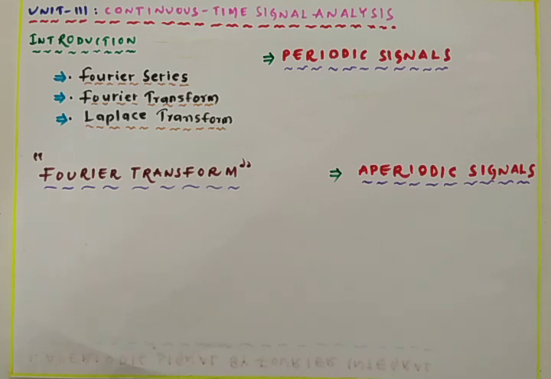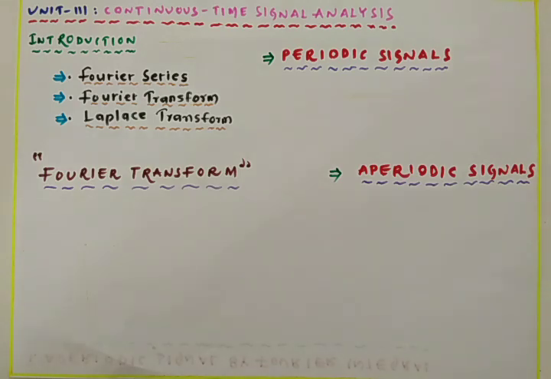In this class, I am going to discuss the introduction to the third unit, that is continuous time signal analysis. So we know that a continuous time signal is one in which we can have the signal at every instant of time. The best example for the continuous time signal is a sinusoidal signal. In the sinusoidal signal, we can have the signal at every instant of time.